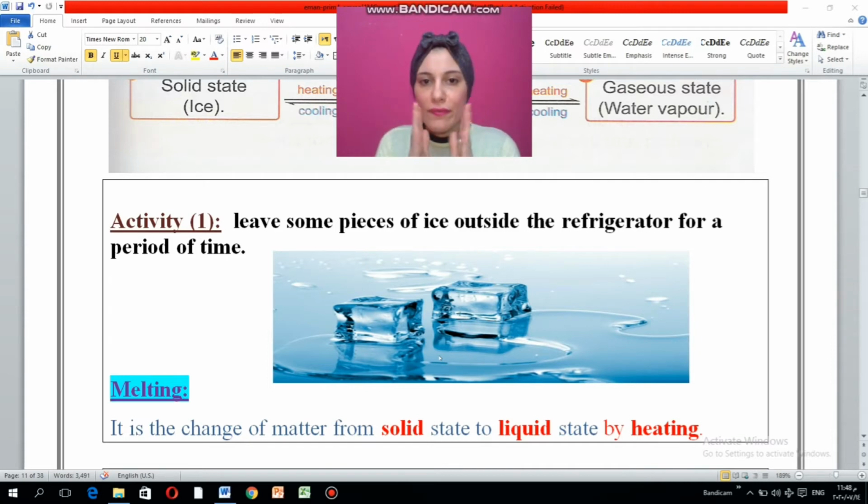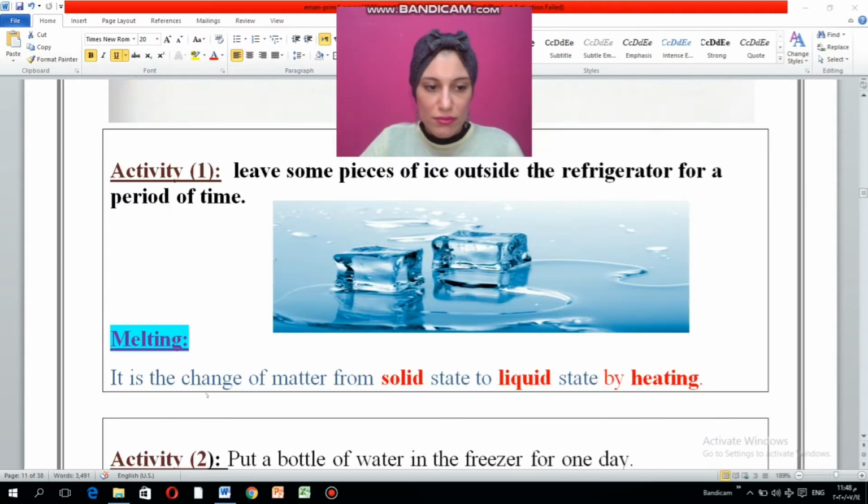Melt يعني ايه؟ بتدوب. So هي اتحولت من ايه لايه؟ اهو كان الايس احنا لسه قايلين الايس solid state، يبقى هو اتحول لايه؟ Change into liquid state. So the melting process نقدر نقول بقى ايه الديفينيشن بتاعها؟ It is the change of matter from solid state into liquid state.